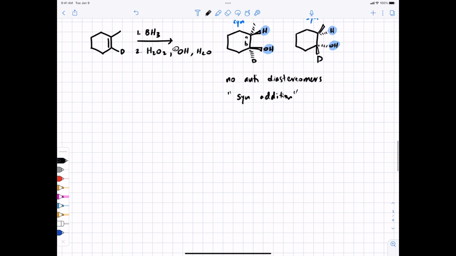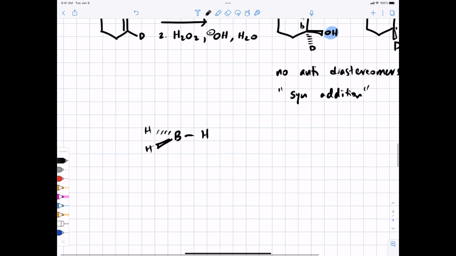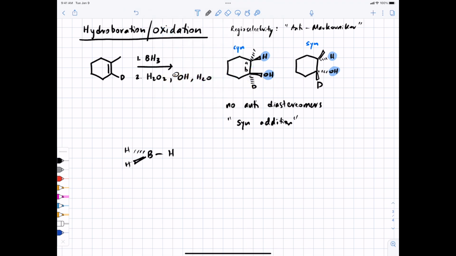So let's talk mechanism. What do you know about boron? Especially, what do you know about boron that you forgot before you took the most recent exam? There's an empty p orbital that's the LUMO, right? You gonna make that mistake again? No? Okay, good. So, the empty p orbital on boron. Boron is an electrophile. It's a Lewis acid.